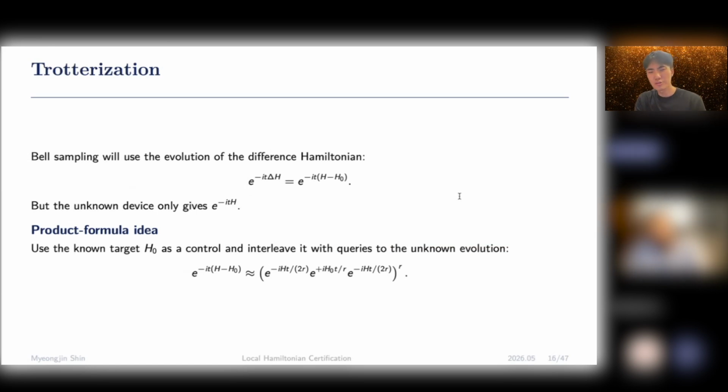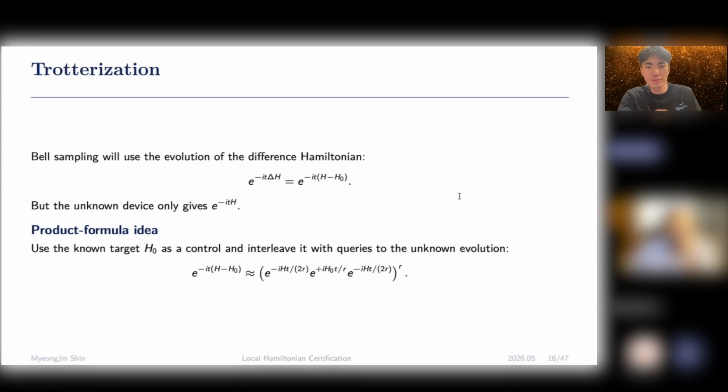So we are going to use Bell sampling on e to the minus it delta h, but it is not that trivial that we can query e to the minus it delta h, because in the dynamics model, we only assume that we can query e to the minus iHt, not e to the minus i delta Ht. Even though we know h0, it is not that trivial that we can query the time evolution of delta h.